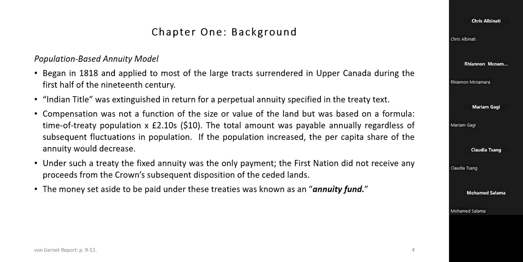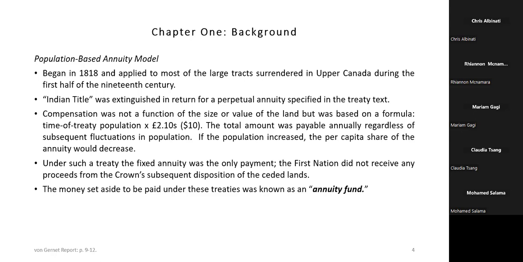annuity. And the annuity was just a function. First of all, it wasn't a function at all of the size of the lands. That was not a consideration at all. It wasn't, neither was the value of the lands, if there was any, or if it could be calculated. Rather, the compensation was a function of a formula. The formula was just simply the time of treaty population multiplied by 2 pounds, 10 shillings, which converts to an even $10.